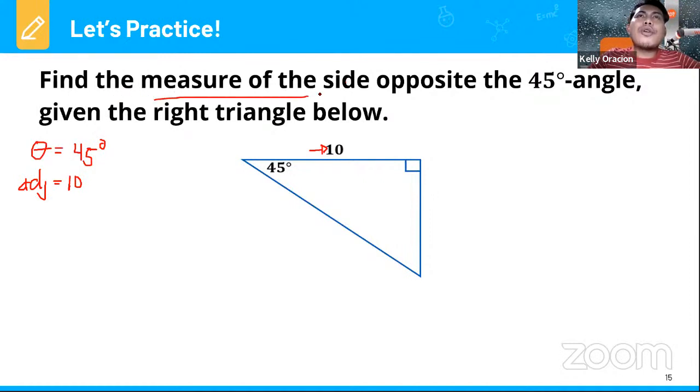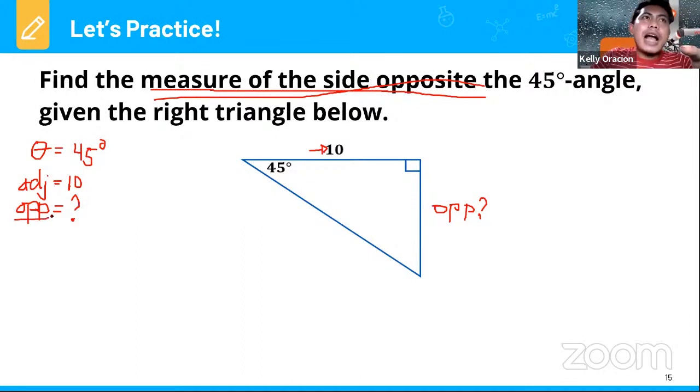Now, let's go back to the question. Find the measure of the opposite side. Okay? So, ano yung missing natin? Ano yung missing? The opposite side. Ito yung missing natin. So, opposite side yung missing natin. Given ang adjacent, missing ang opposite side. Again ha, take note of this one. Given yung adjacent, missing yung opposite side, what is the appropriate ratio that we are going to use to find the opposite side?